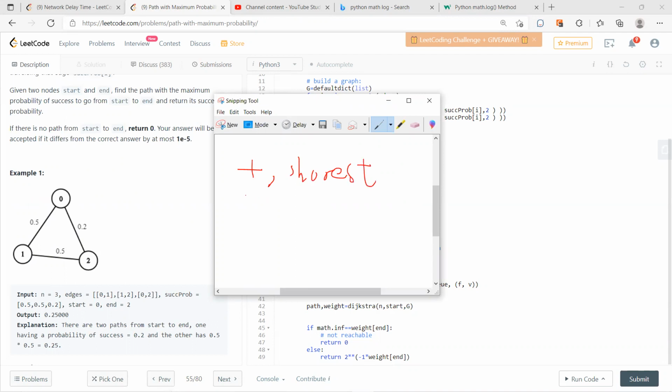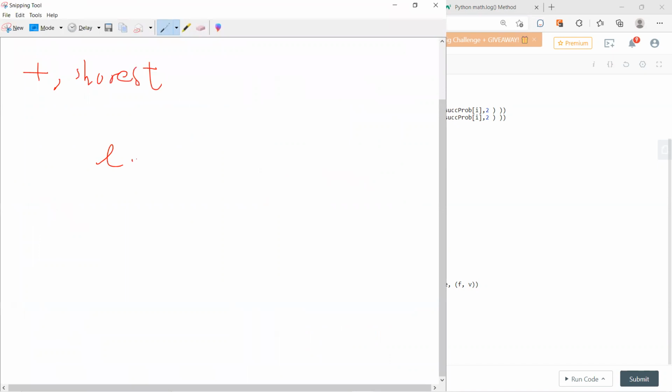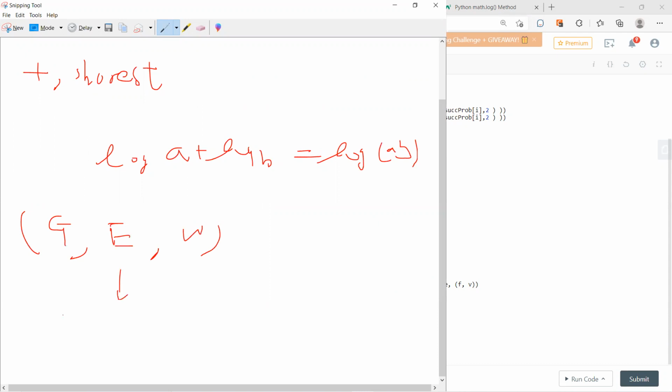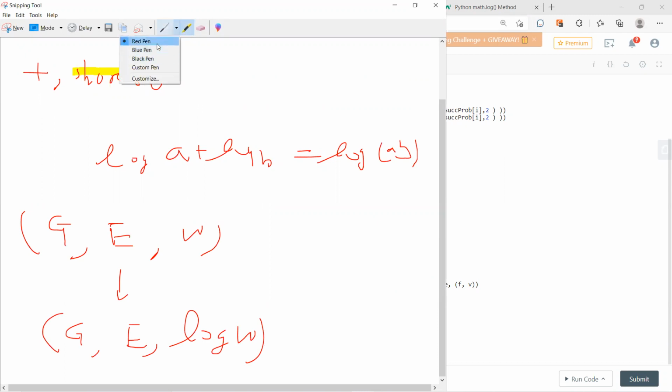Okay, so I mean, if I take log of the weight, so I know that log a plus log b equals log ab. Okay, so let's say this is our original graph and the edge and the weight. Let's say I change it into g. I take log. So if I take the log weight, then I can use a Dijkstra to find the shortest path. But since we need to do it for maximum, all we need to do is just multiply by -1 here.